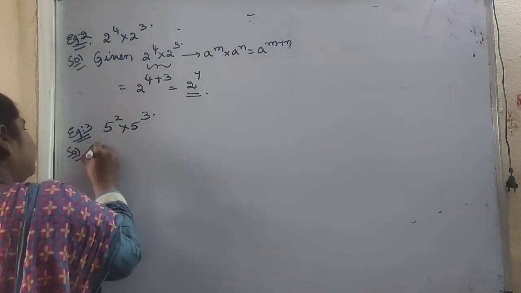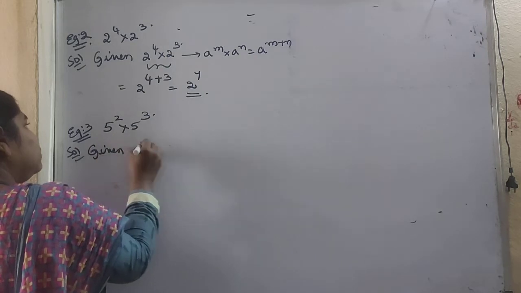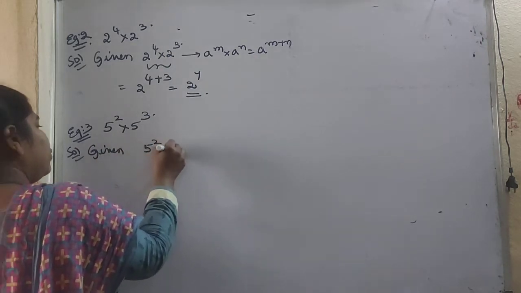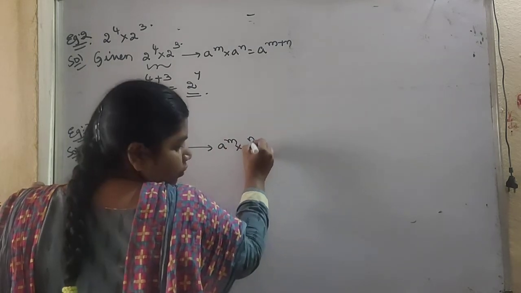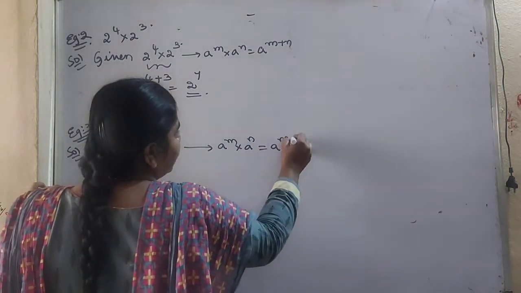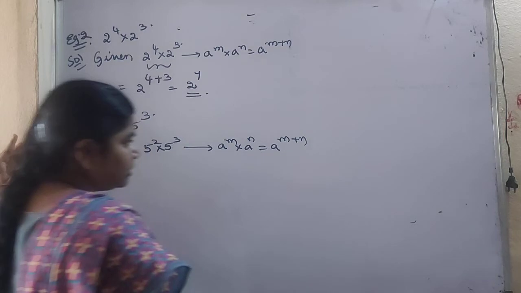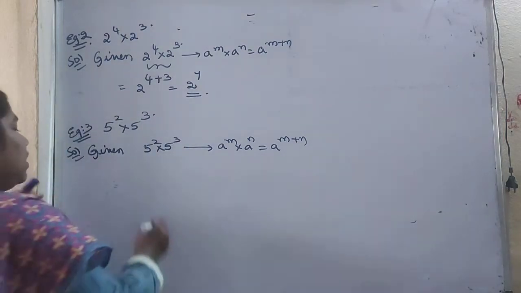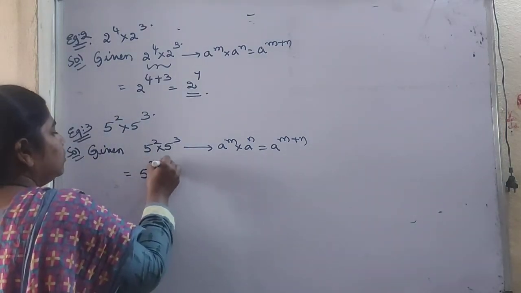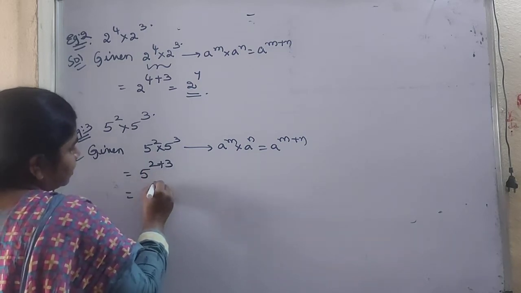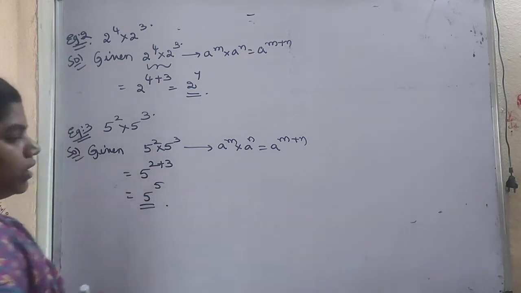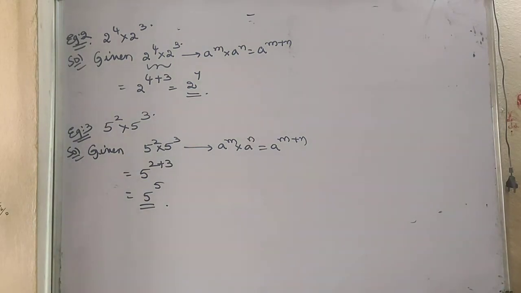So given 5 square into 5 cube. This is in the form of a power m into a power n, which gives a power m plus n. That means we have to add the powers. So it will be 5 power 2 plus 3. 5 power 2 plus 3 is how much? 5 power 5 is our answer.